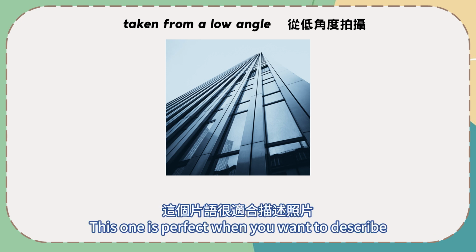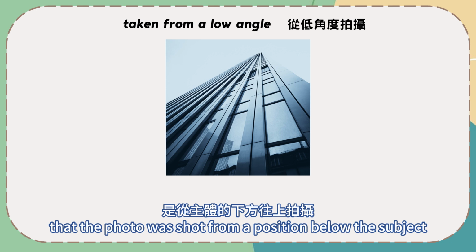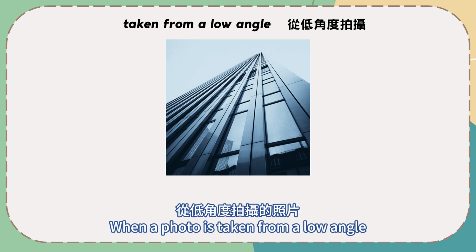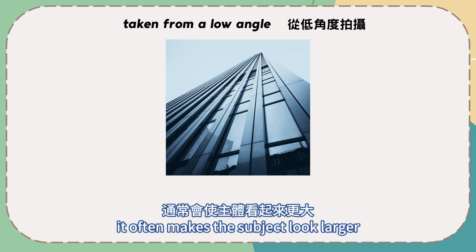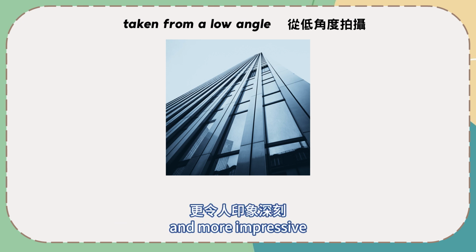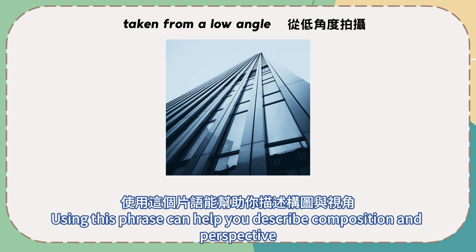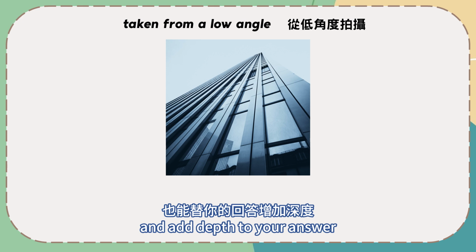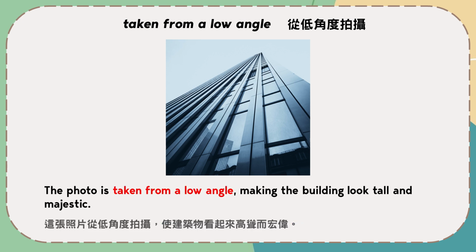Now let's look at the phrase which is opposite to the previous one, taken from a low angle. This one is perfect when you want to describe that the photo was shot from a position below the subject, looking upward. When a photo is taken from a low angle, it often makes the subject look larger and more impressive. Using this phrase can help you describe composition and perspective and add depth to your answer. The photo is taken from a low angle, making the building look tall and majestic.